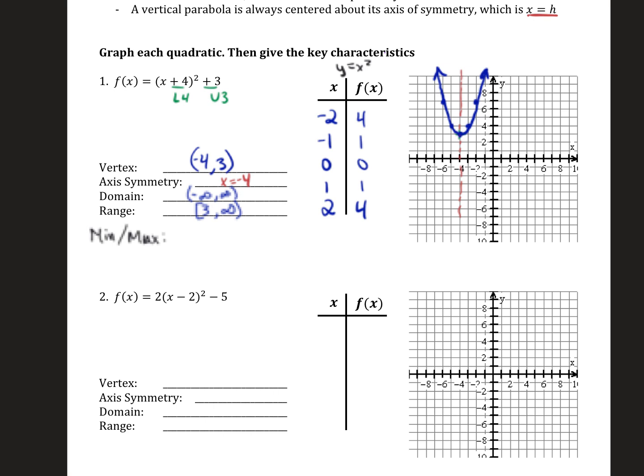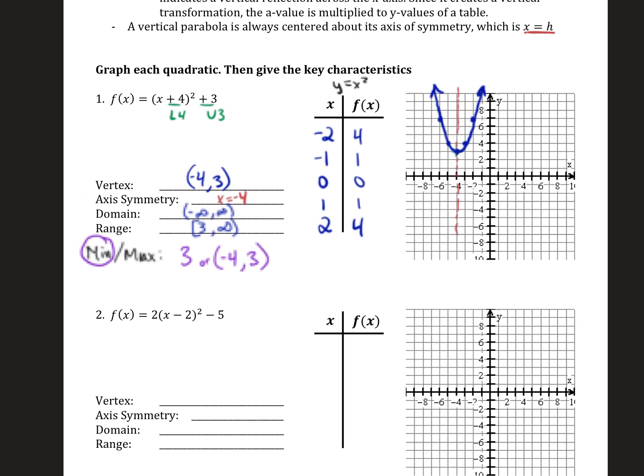So first of all, you need to circle min or max. It is a min. And then you need to say how low it goes. It goes as low as 3. Or you could write -4, you could write the coordinate as well. Okay. You could write it either way. When you get to pre-cal, they probably will start doing the coordinates. Okay. But I see a lot of Algebra 2 teachers just do the y value, and I'm okay with that. Okay. So that is how we graph a vertex form.